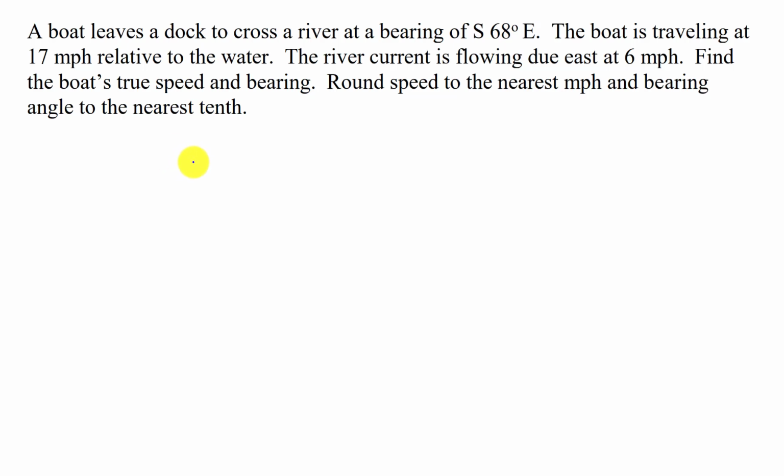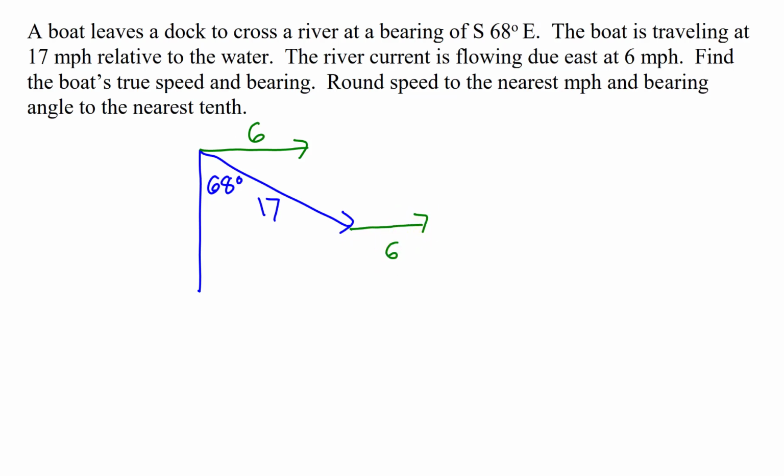All right, so first of all, the boat is headed measuring off from south 68 degrees to the east. So there's a vector representing the boat, and it's going 17 miles per hour. Now the river is flowing due east at 6 miles per hour. So there's our two vectors, and if we added those two vectors together, we could move this down here so we could see it geometrically. And what we want to find is the boat's true speed and direction, which would be this one.